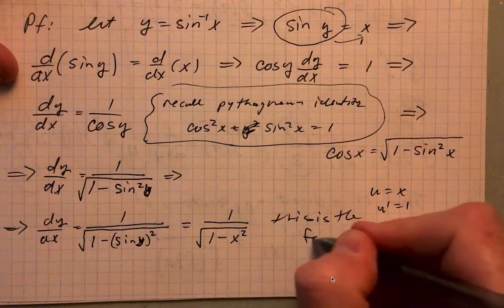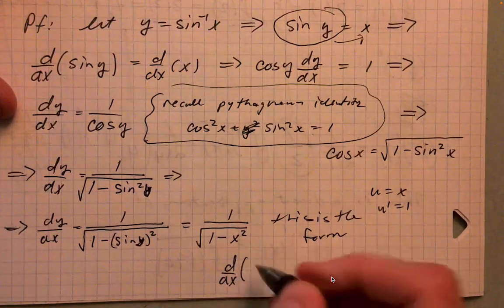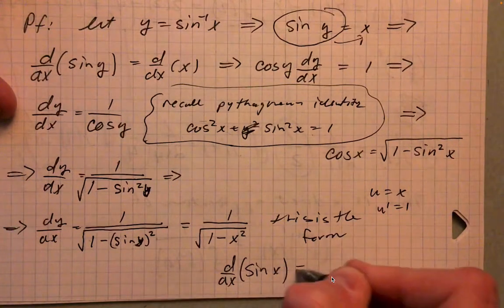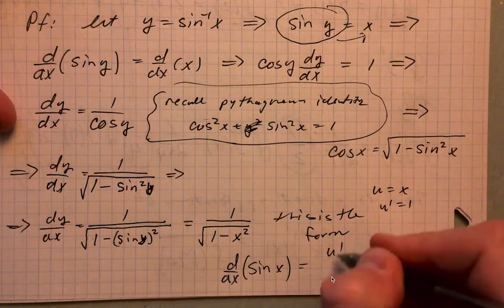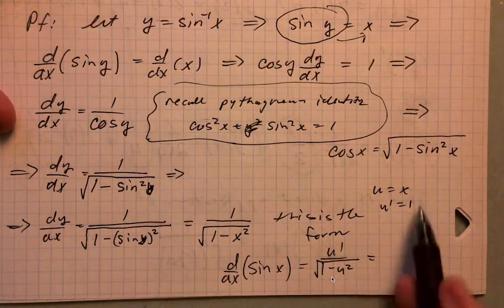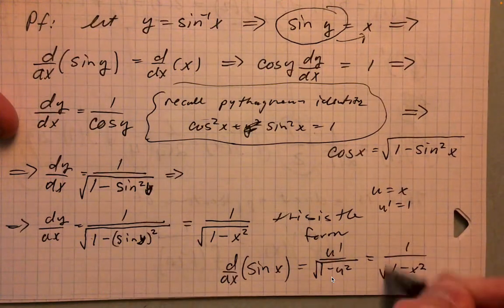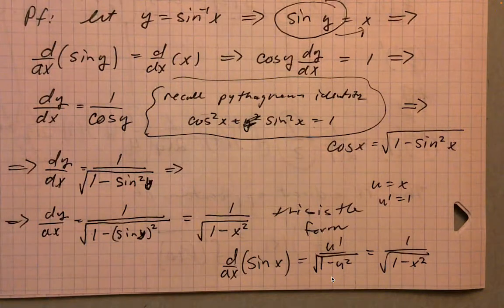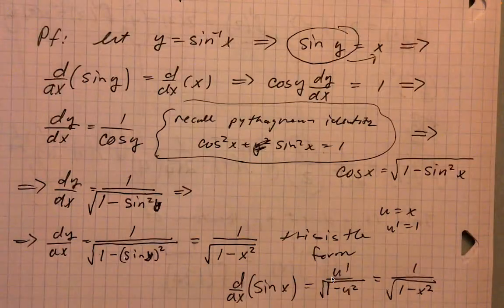So this is the form, right? If we have d dx of inverse sine of u, then that's going to be u prime over the square root of 1 minus u squared. Well, if u is just x, then this would be 1 over the square root of 1 minus x squared. Okay, so we can see that this obviously matches the form in the case of inverse sine.